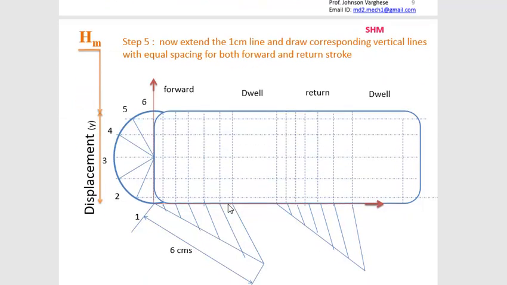Now once I have made those 1 centimeter points, I will take the 30-60 triangle and draw diagonal lines. Draw parallel lines with respect to the first and the last points, this particular line, and draw parallel lines from that particular 1 centimeter point, and it will touch the horizontal line, and from wherever it touches the horizontal line, from there I would draw vertical lines. Similarly I will be doing for the return stroke also. So in that way my forward stroke and return stroke are divided into 6 equal parts.